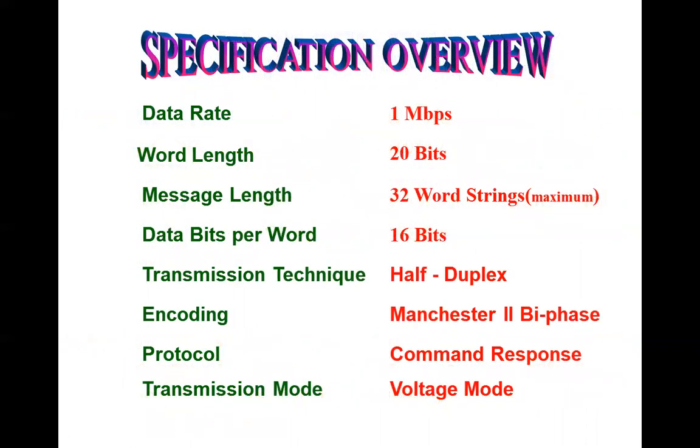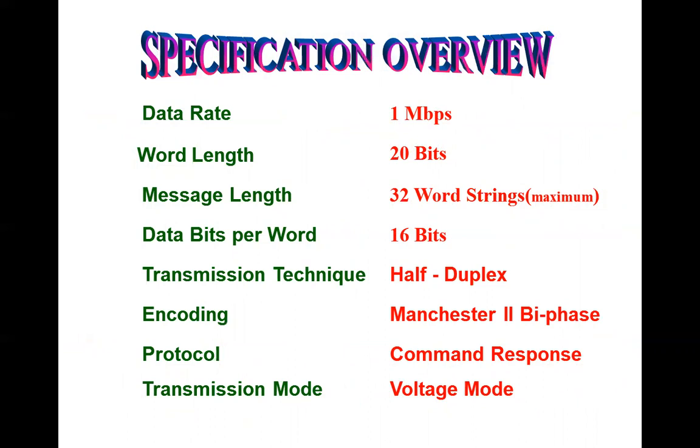So the specifications of the data bus are here. The data rate is 1 megabit per second. Word length is 20 bit. Message length is a maximum of 32 word string. Data bits per word is 16 bit. Transmission technique is half duplex.